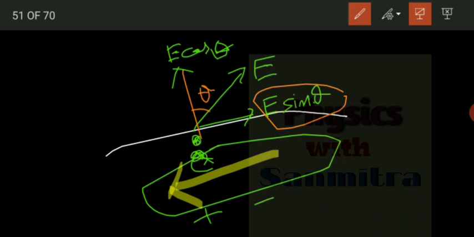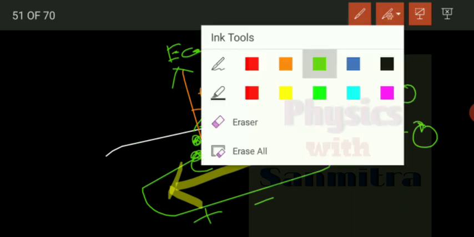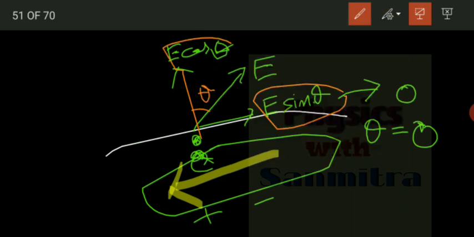But in electrostatic condition, the conductor will have the same potential. Therefore, this E sin theta will be 0 and theta will be 0. So there will be no tangential component. The work done due to this electric field should be 0 because there should be no potential difference. So only E cos theta remains.